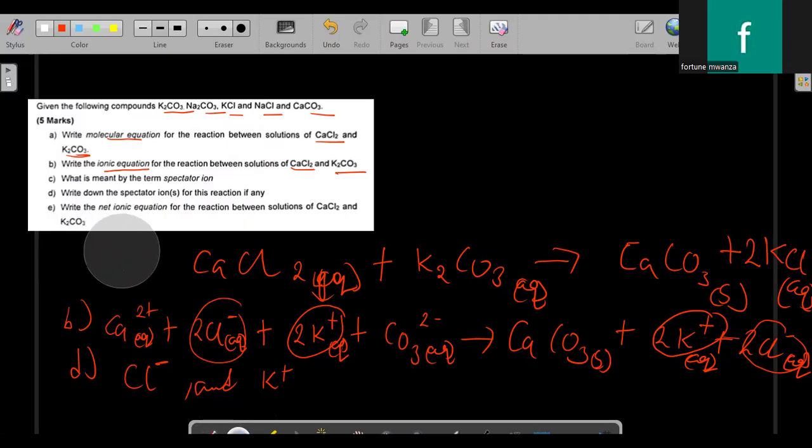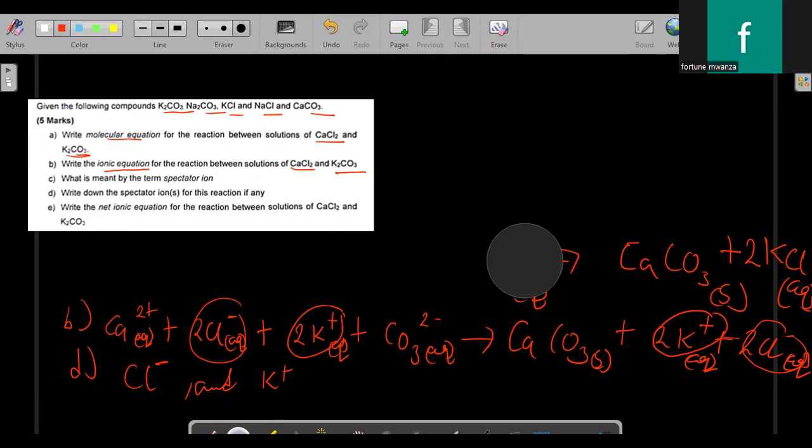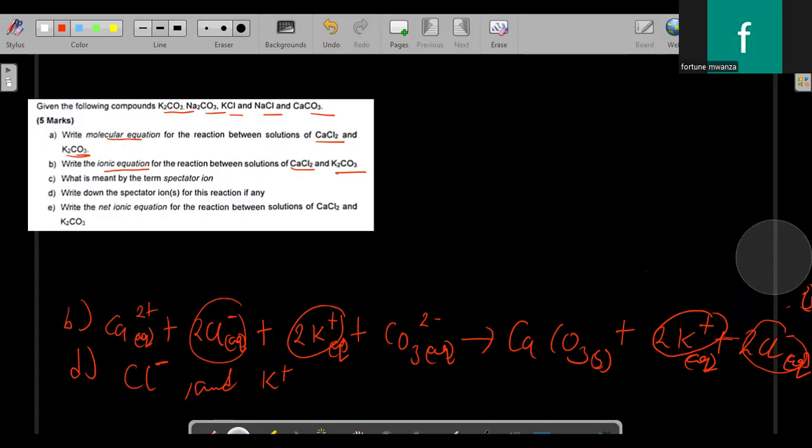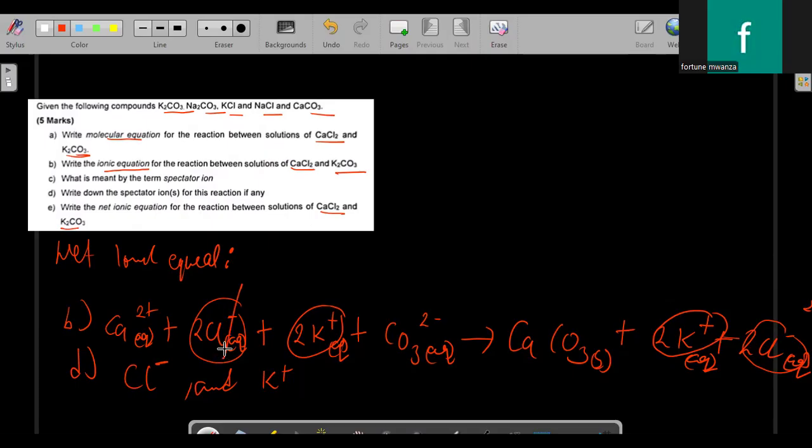Then part E says, write down the net ionic equation for the reaction between your solutions of calcium chloride and potassium carbonate. When you are getting the net ionic equation, we simply cancel the spectator ions. So we cancel our chloride there, also in the products. Same with the potassium ion, also in the product, we cancel it.